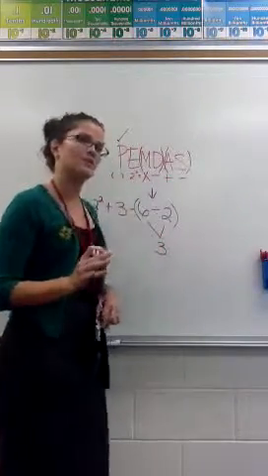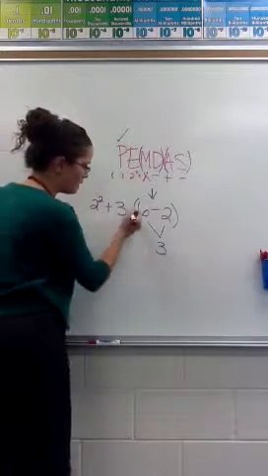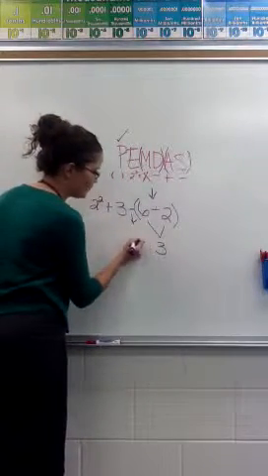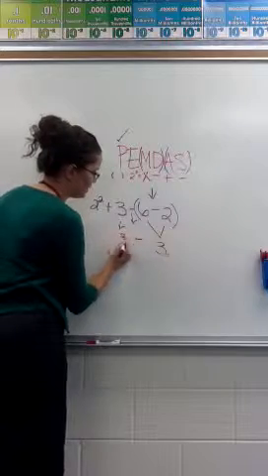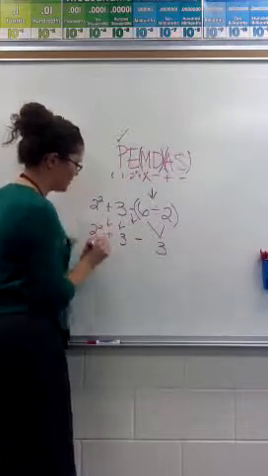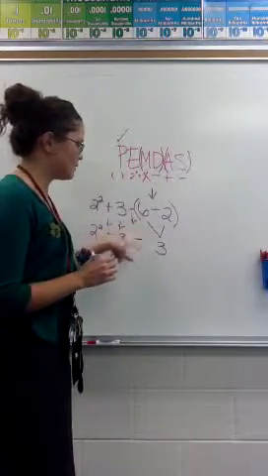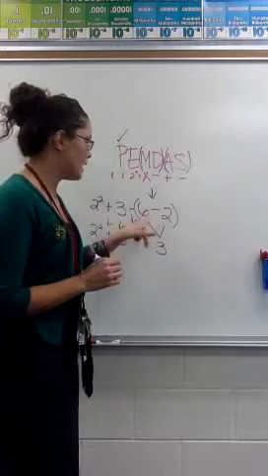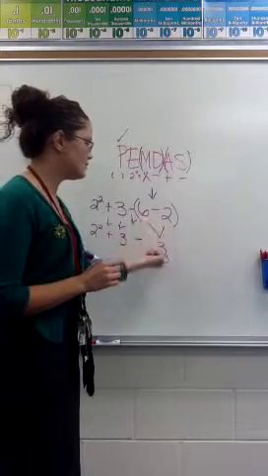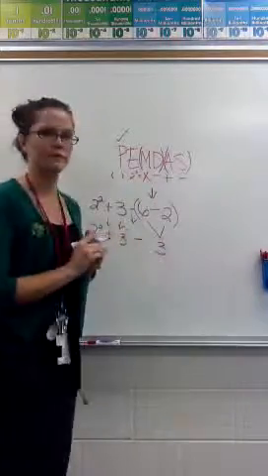Here's the step that a lot of people miss. Bring everything else down. If you do not bring the rest of your problem down, you will get it out of order. So I'm going to bring down my 2 squared, I'm going to bring down my plus sign, I'm going to bring down my 3, I'm going to bring down my subtraction sign, and now I've changed my 6 divided by 2 to a 3, so I'm going to bring that down. Okay? So now I'm on my next line.